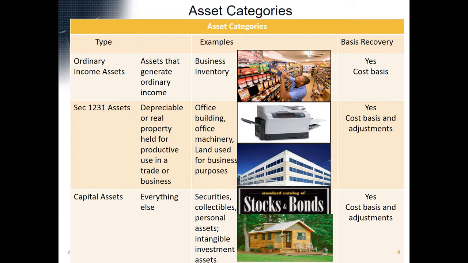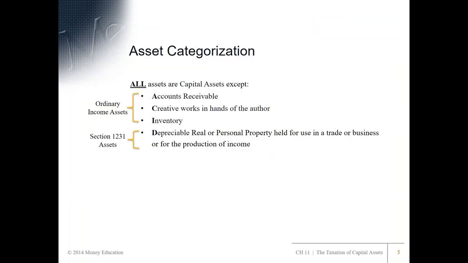Now, examples of capital assets are securities, collectibles, personal assets, and intangible investment assets. So the book's got this nice acronym here for asset categorization. All assets are capital assets except these four things with this asset acronym right here. So stop and read that. Make sure you can absorb that.